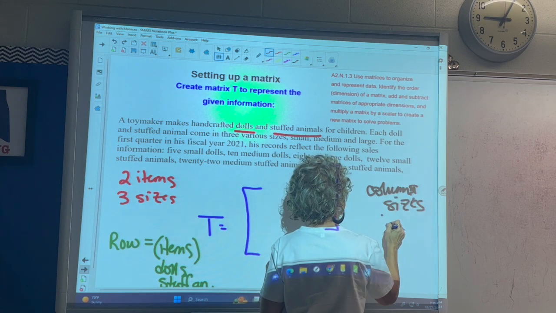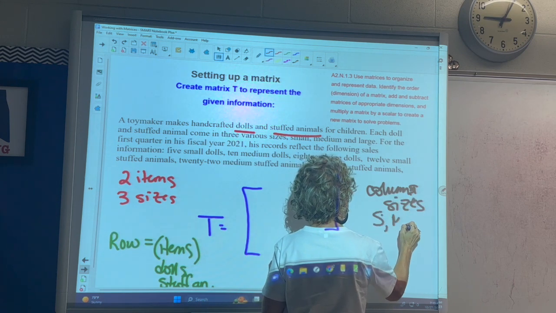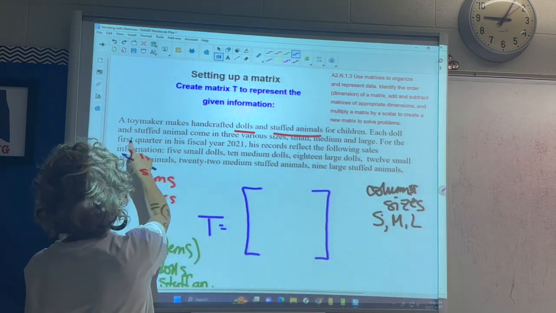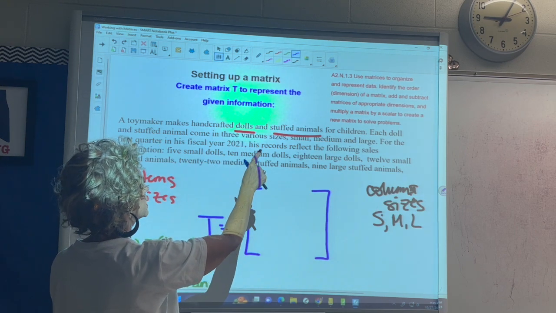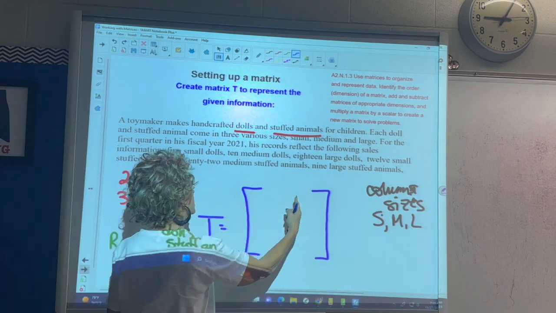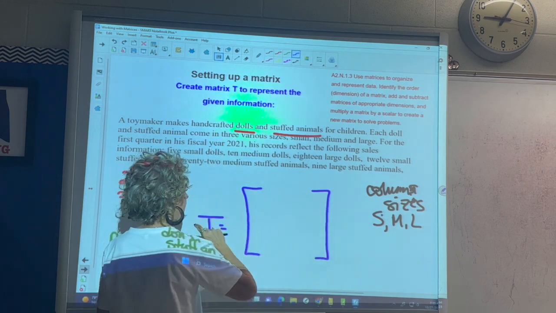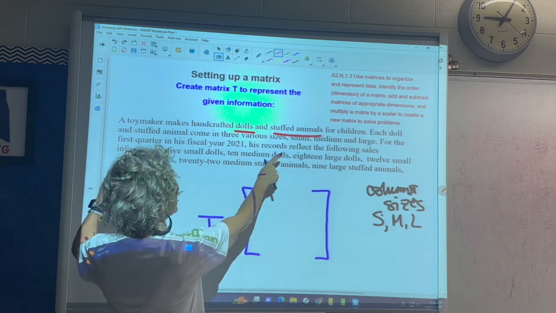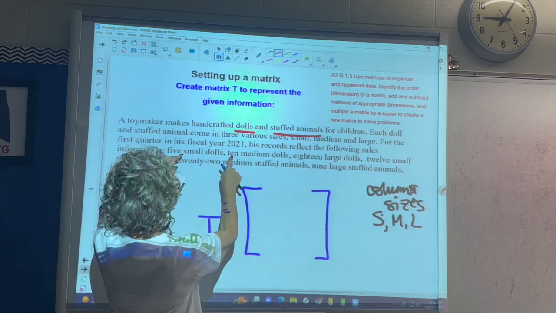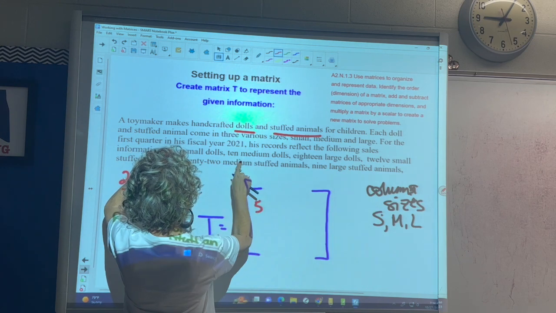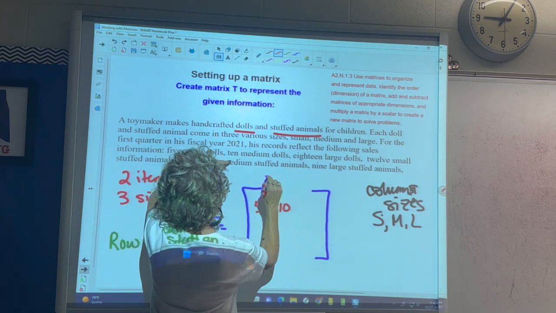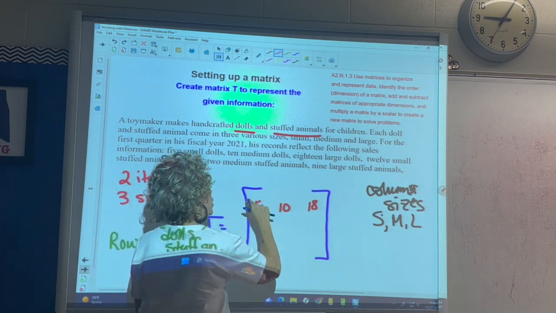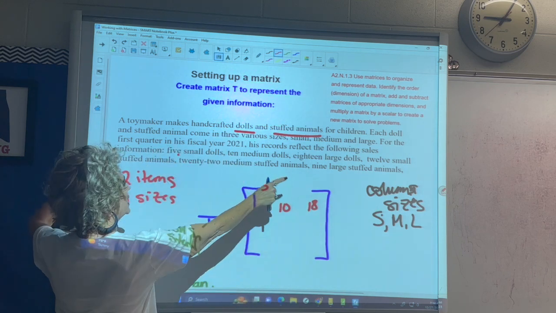So I'm going to have, that's an E. I have small, medium, and large. Okay, so here I'm going to take my information. Each doll and stuffed animal comes in 3 various sizes: small, medium, and large. Dolls are going to be the top, and stuffed animals are going to be the bottom. All right, so here we go. His records reflect the following sales information: 5 small dolls. Dolls are top, 5 small dolls. Then I have 10 medium dolls, and then I have 18 large dolls. So dolls are here.